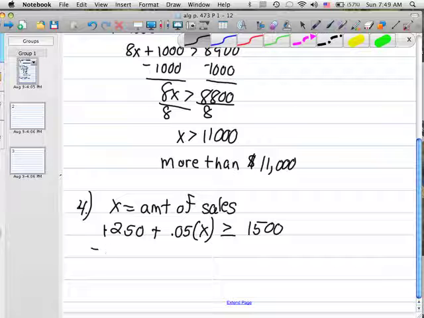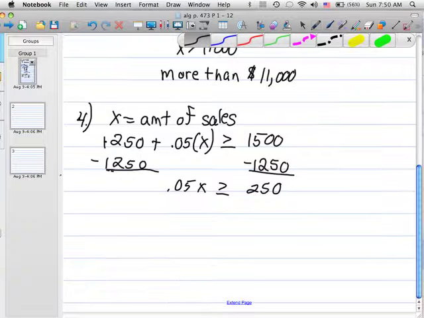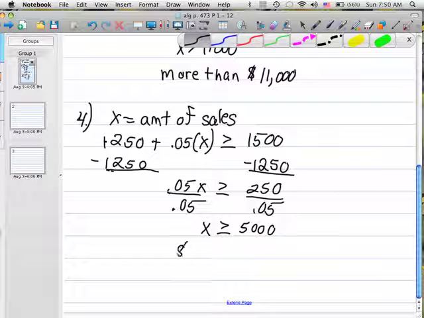Solving, subtract 1,250 from both sides. We get 0.05x is greater than or equal to 250. Divide by 0.05. And x is greater than or equal to 5,000. So he has to have 5,000 or more of sales.